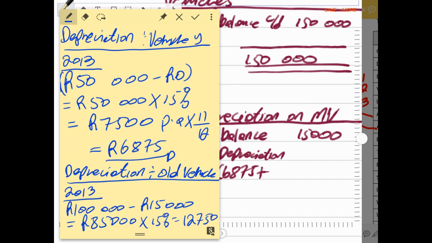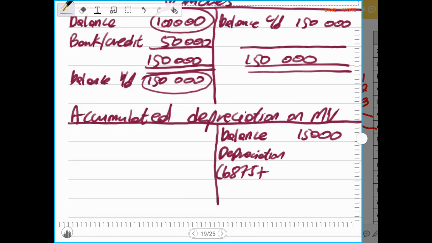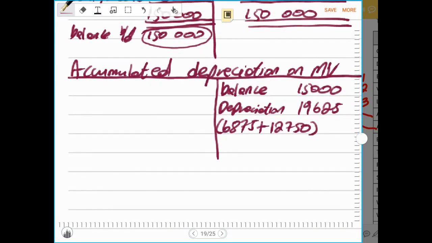12,750 rands. So now that is the depreciation for the current financial period for the old vehicle that was in the business before the current period. Then that will be 12,750 rands, which means the total depreciation will be 12,750 plus 6,875, and that will give us 19,625 rands as the total depreciation for the two assets that we had.